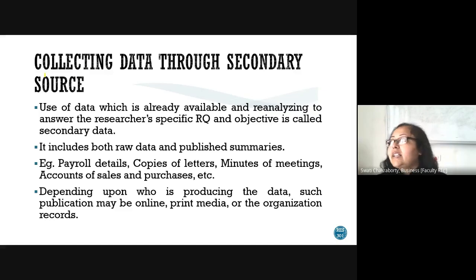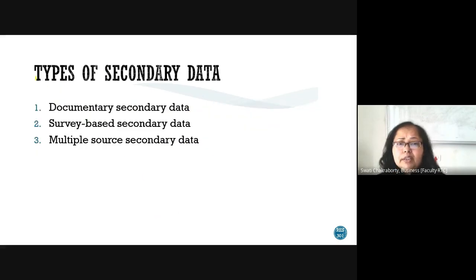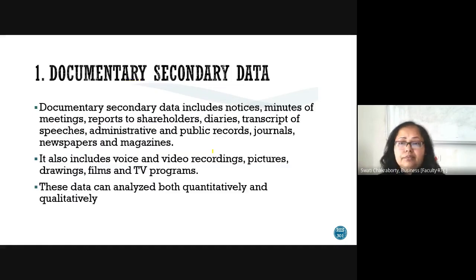Next is the secondary method of data collection. What is it? Secondary data is data which is already available and is analyzed to answer the researcher's specific research questions, RQ, which stands for research questions and objectives. It includes both raw data and published summaries. Depending upon who is producing the data, such publication may be online, print media, or organization records. Types of secondary data could be documentary secondary data, survey-based secondary data, and multiple-source secondary data.